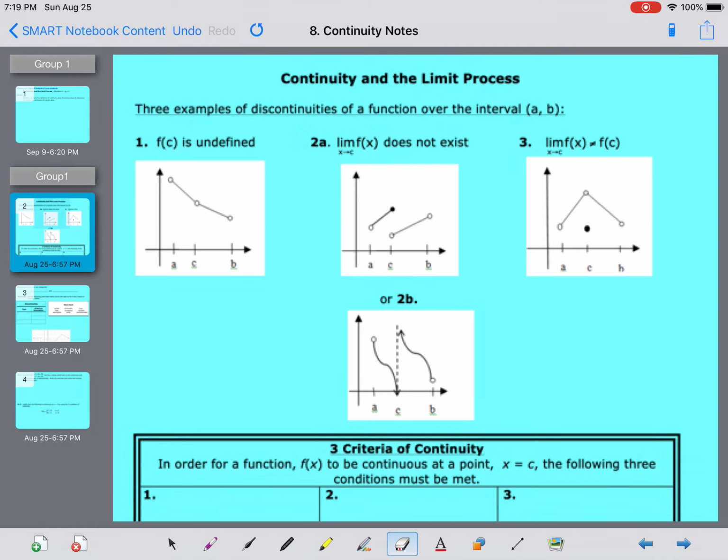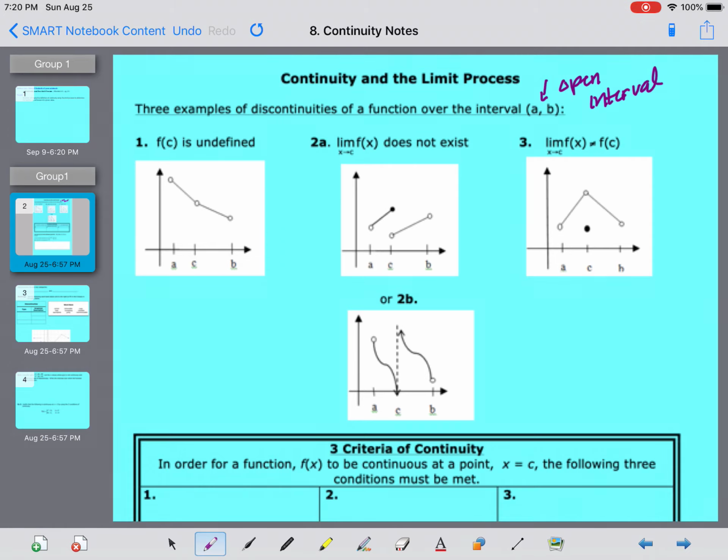There are three examples of discontinuities of a function over an interval AB. The first thing I want you to notice is that this interval AB is an open interval, meaning that our endpoints are not included. So when we talk about continuity, we're going to start talking about continuity at a specific point, not over the entire function, because our functions are going to be continuous, but not everywhere. Some functions are, some are not.